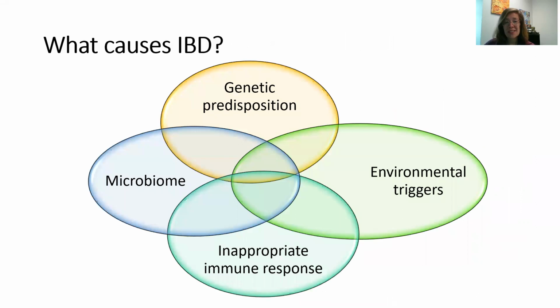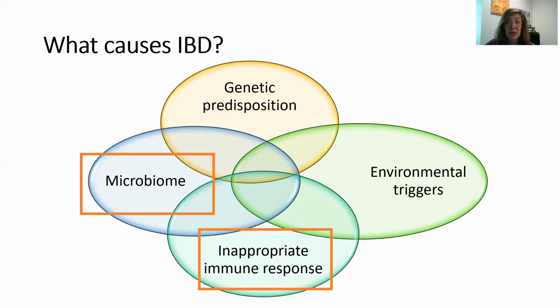I also want to hit on this slide because the causes of IBD directly impact the way that we treat it. Now, genetic predisposition and environmental triggers we're not great at adjusting, but you will see as we move forward that some of our treatments affect the microbiome, so the bacterial makeup of the gut, and some of them address the inappropriate immune response that patients with IBD have.